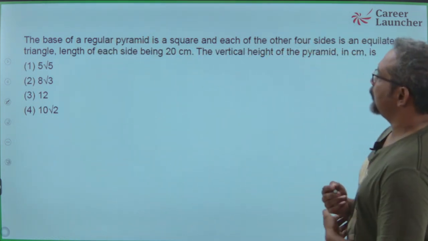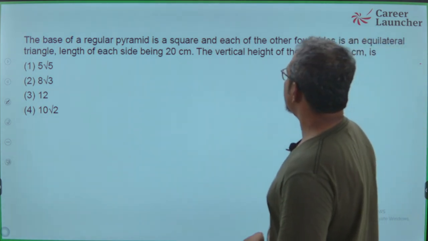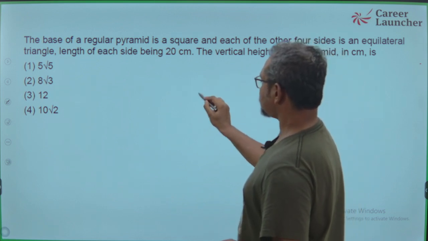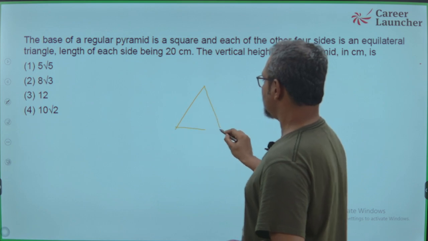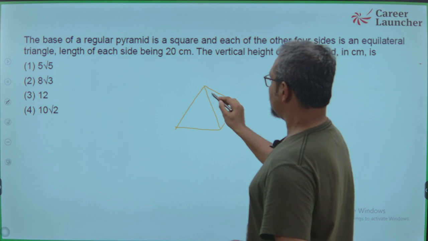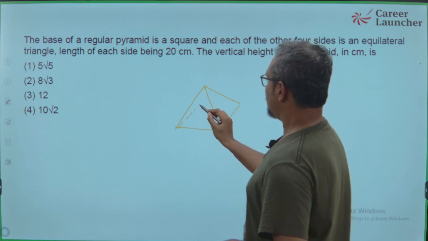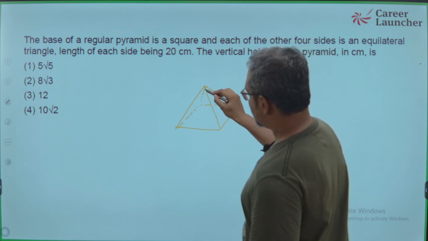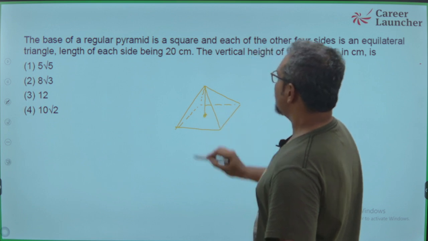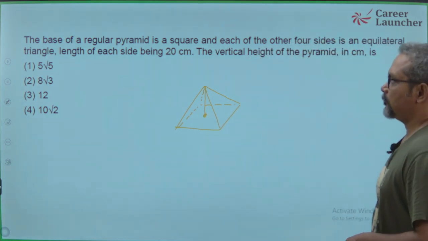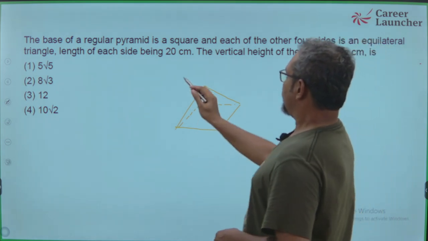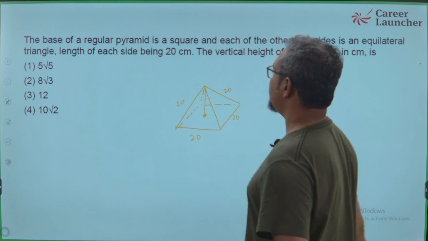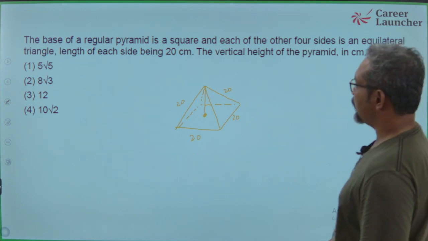The base of a regular pyramid is a square and each of the other sides is an equilateral triangle. So we have a pyramid whose base is a square like this, and this is supposed to be the center of the square. Length of each side is 20, so all the lines, edges, everything are 20. We have to find the vertical height.